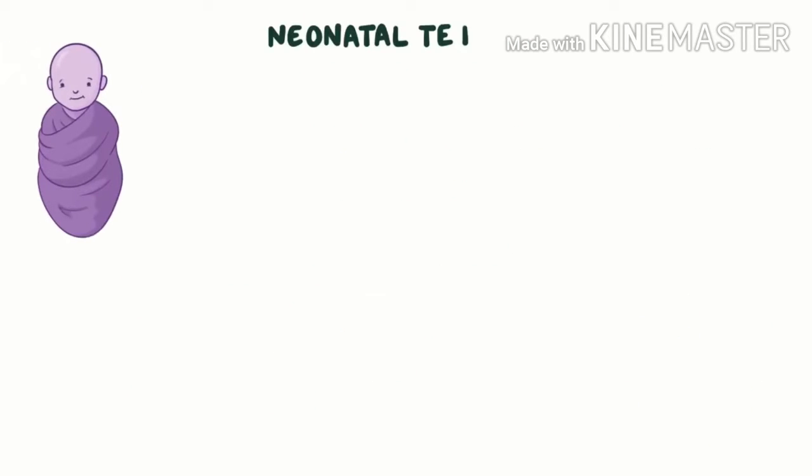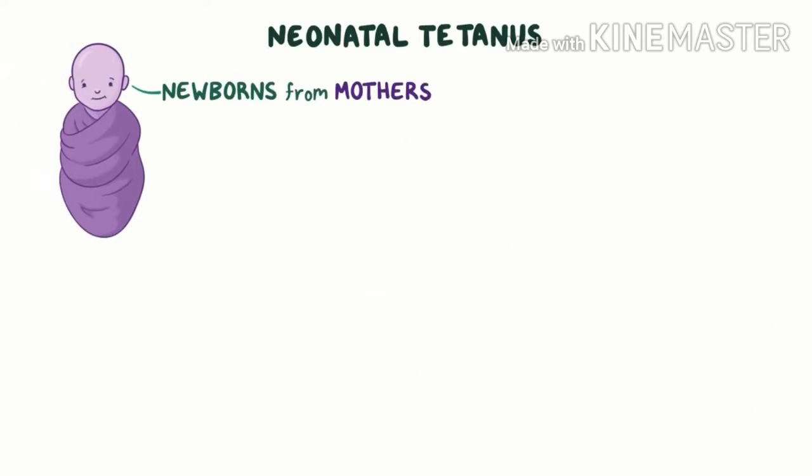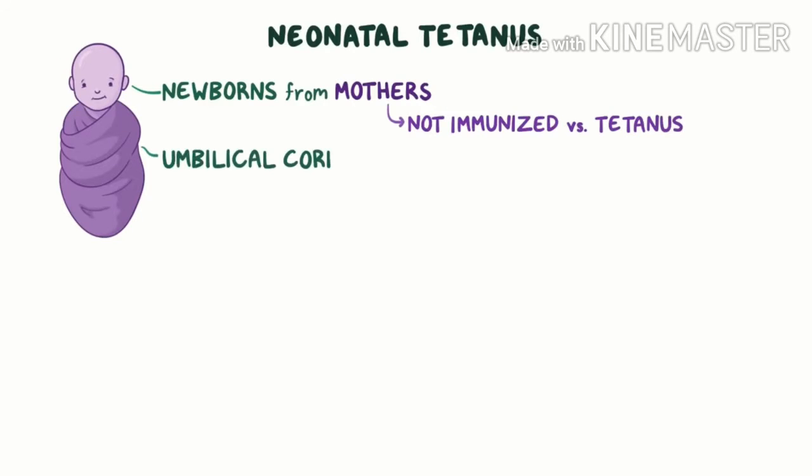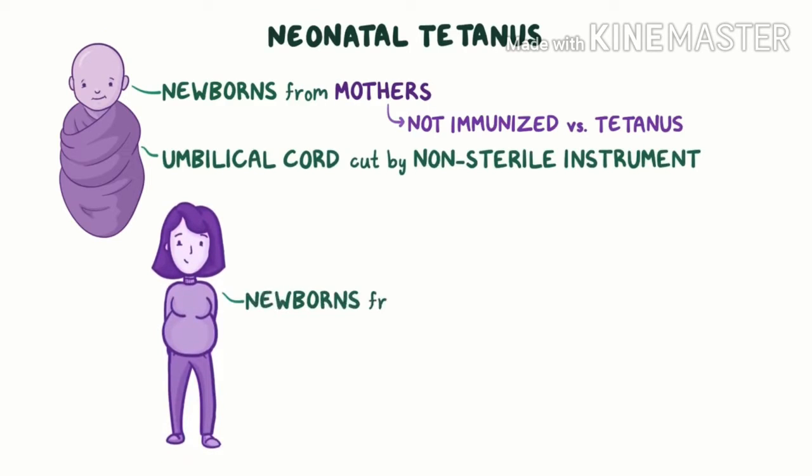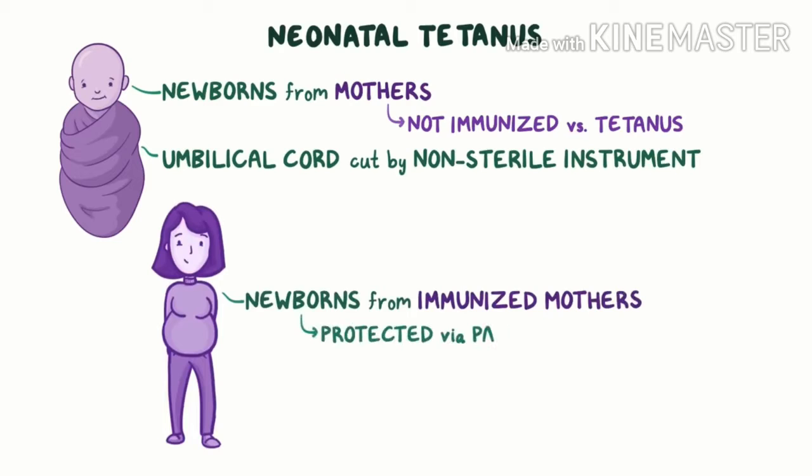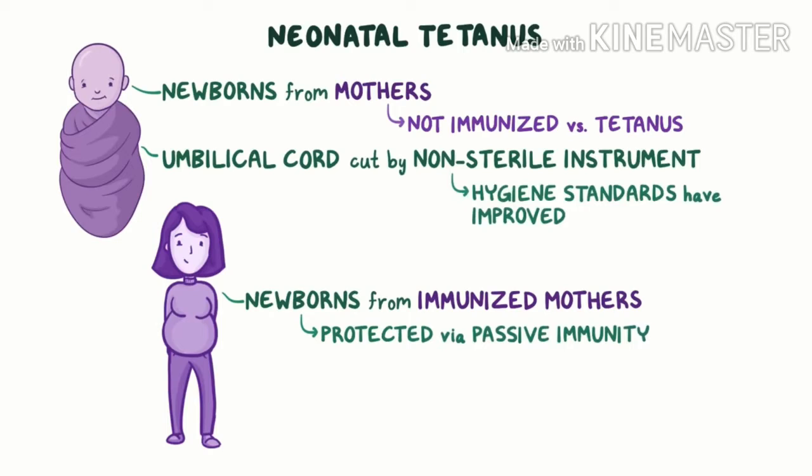There's also neonatal tetanus, which happens to newborns of mothers that have not been immunized against tetanus themselves. If the umbilical cord is cut by a non-sterile instrument, the newborn can develop highly lethal neonatal tetanus. Newborns of immunized mothers are protected through passive immunity, and hygiene standards have been improved even in the developing world, so the umbilical cords are usually cut with sterile equipment.